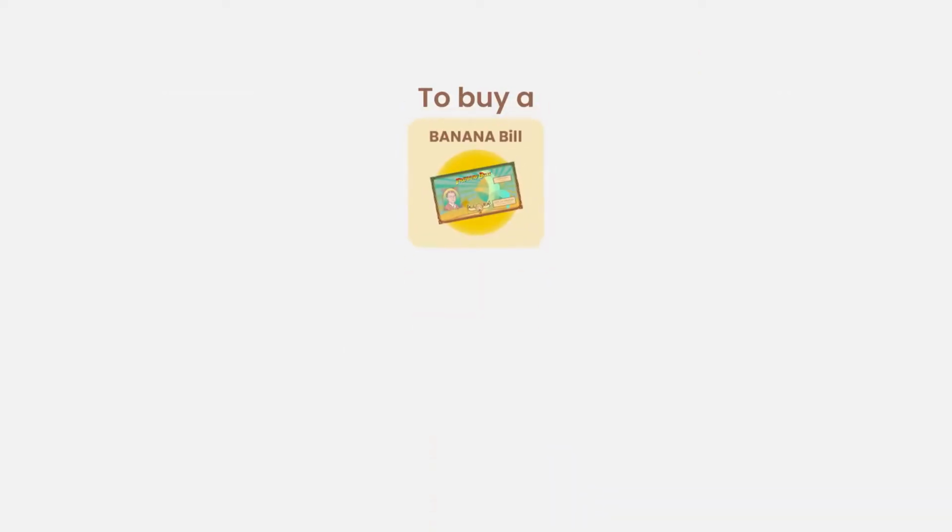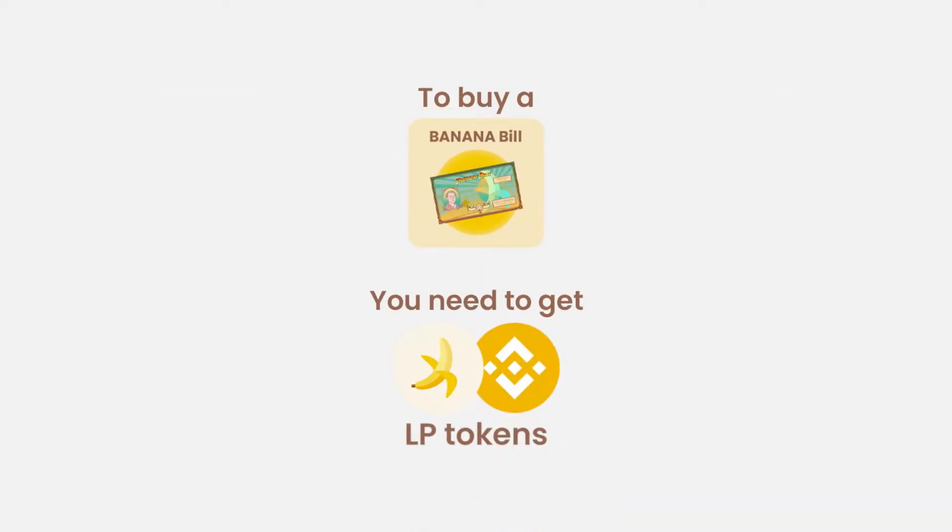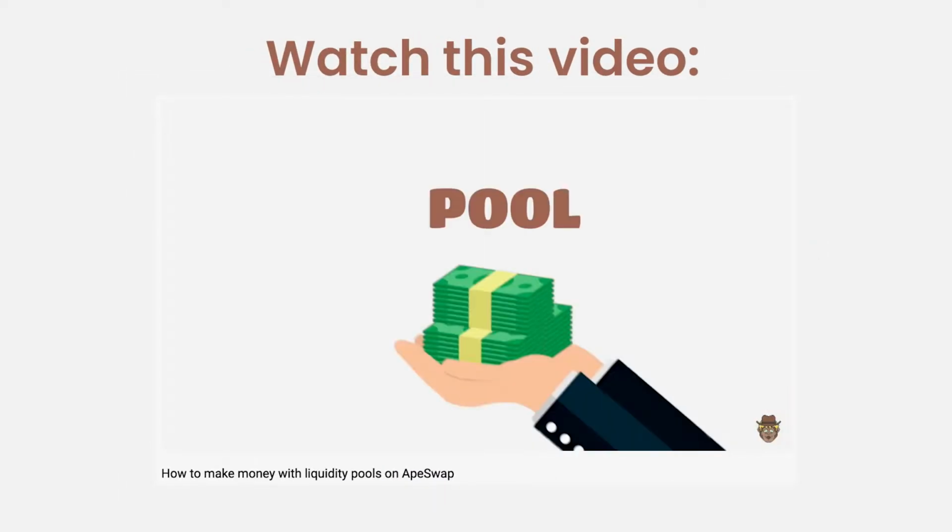So, to buy a bill, you first need to get the LP tokens you want to trade for a Treasury bill. If you don't know how to get LP tokens, you can watch this video, link in description.